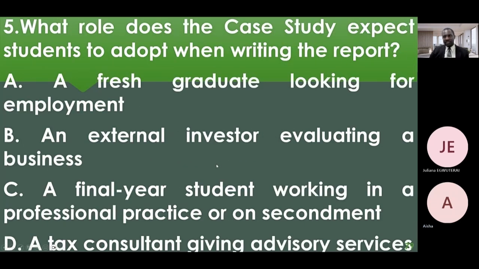And finally, what role does the case study expect students to adopt when writing the report? A, a fresh graduate looking for employment. B, an external investor evaluating a business. C, a final year student working in a professional practice or on secondment. D, a tax consultant giving advisory services. What role does the case study expect? Okay, final answer. Are you sure? Why is it not a fresh graduate looking for employment?